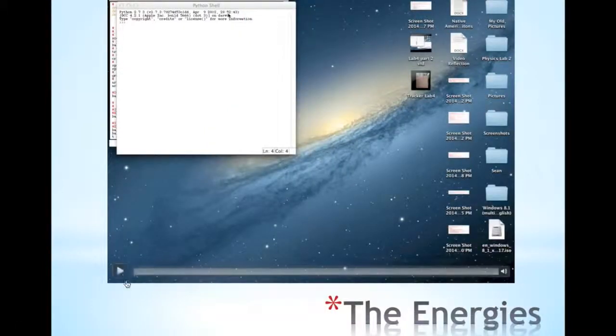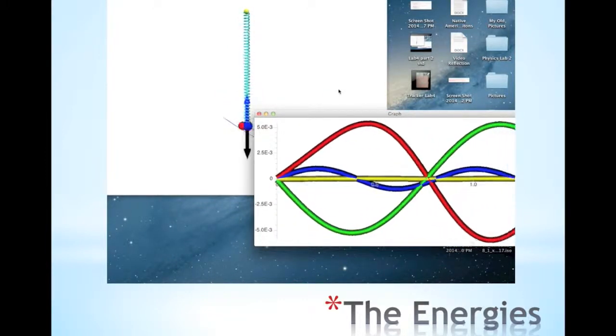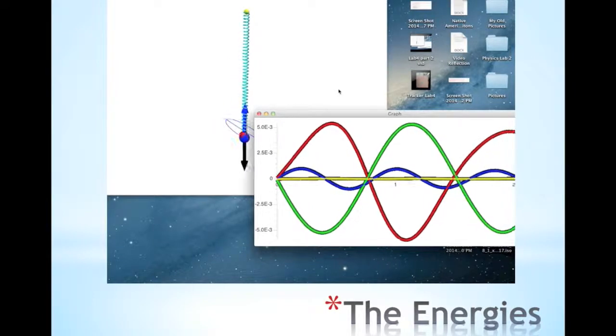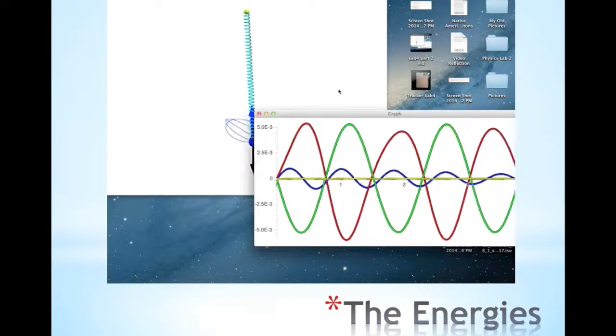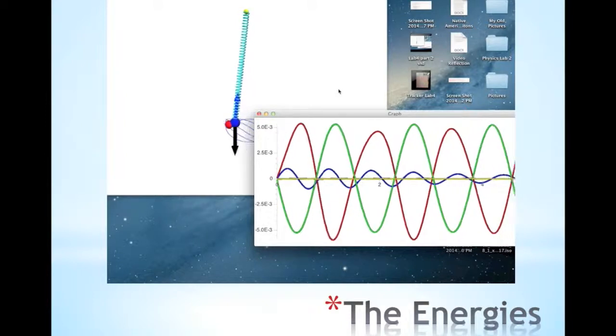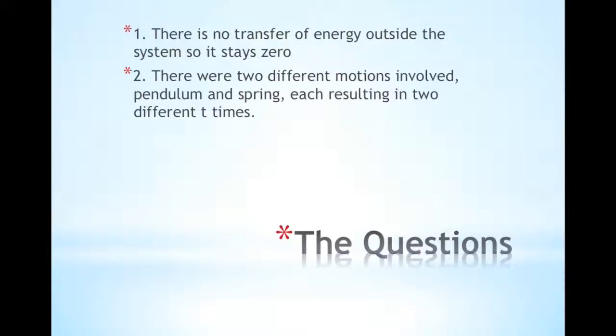I also created a graph that plotted all of the energies of the spring mass system. The blue line is the change in kinetic energy, the red line is the change in the spring potential energy, and the green line is the change in the gravitational energy. All of these add up, equaling the yellow line, or the sum of the energies, which is approximately 0. Now let's answer the questions. The spring mass system definitely satisfies the energy principle.